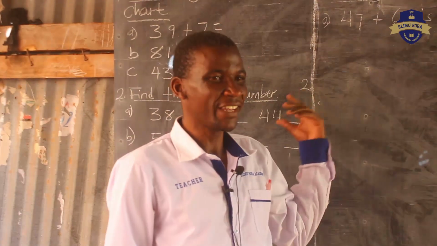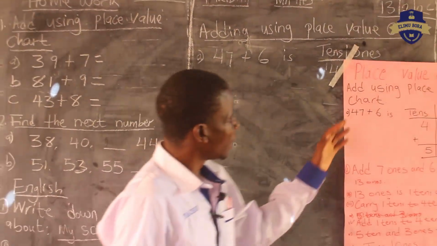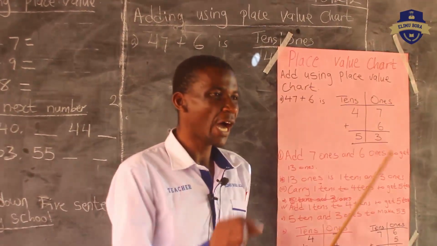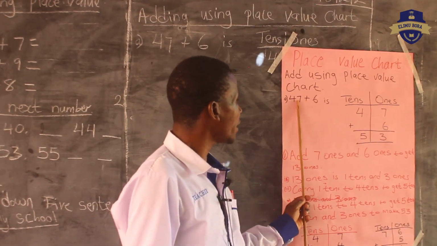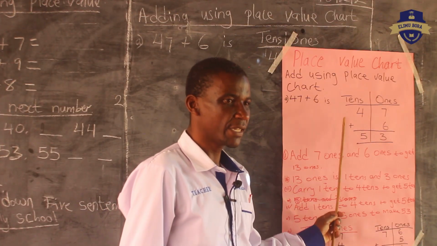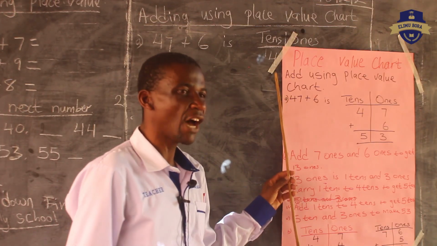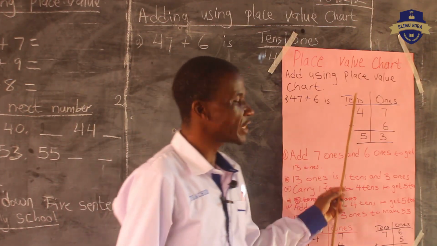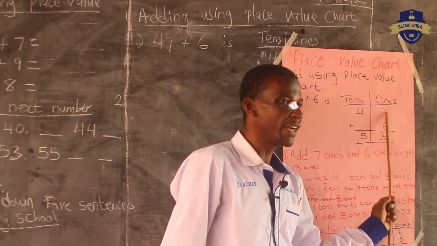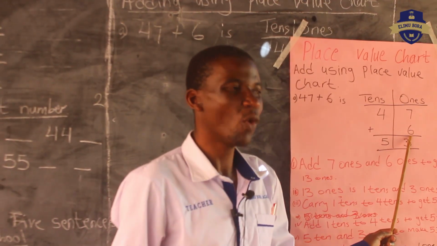Now, as we were looking, adding using place value chart, we can look at our chart here. For example, we want to add the number 47 plus 6. In our previous lesson, we said 47 is how many tens and ones? 47 is 4 tens and 7 ones. And 6 is 6 ones.